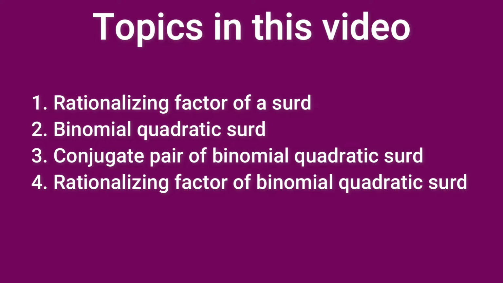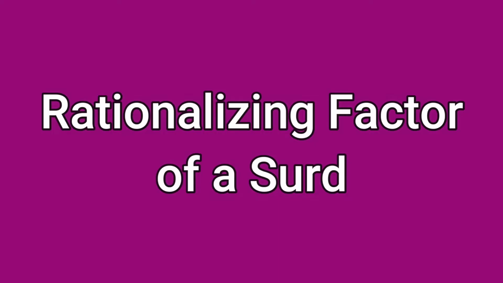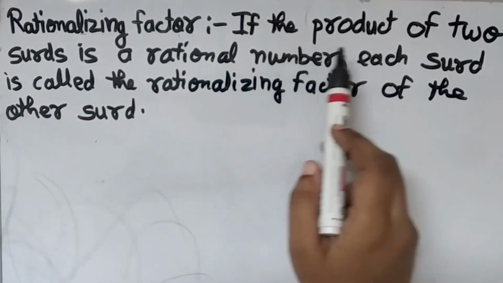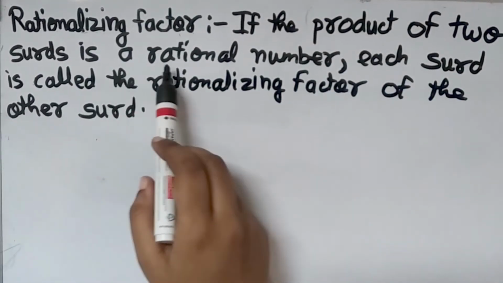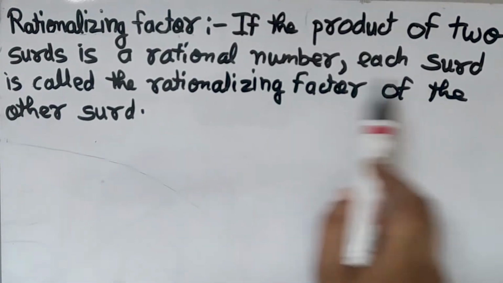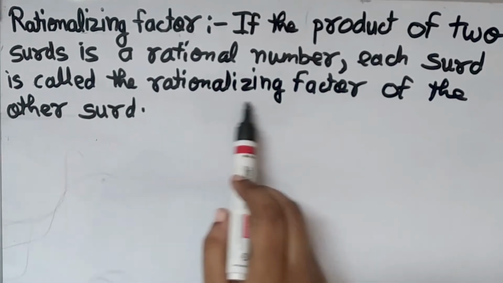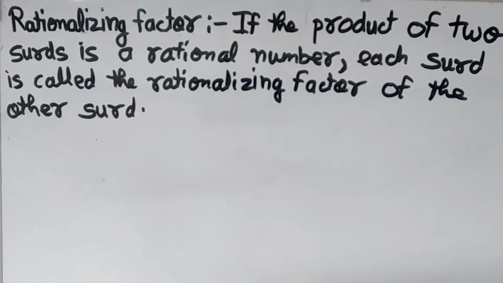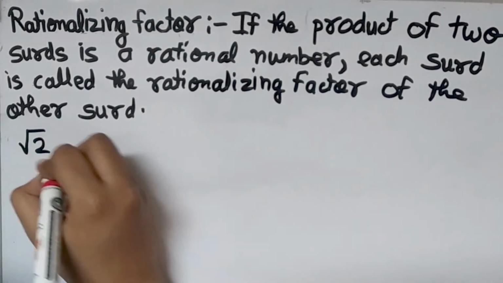So let's start. Rationalizing factor of a surd. Rationalizing factor, see the definition. If the product of two surds is a rational number, each surd is called the rationalizing factor of the other surd. Okay. Now this means, see, square root of 2.